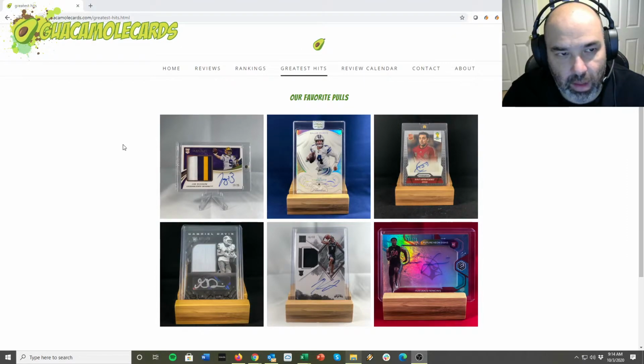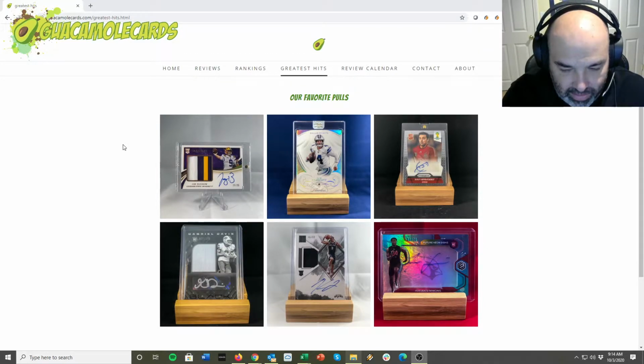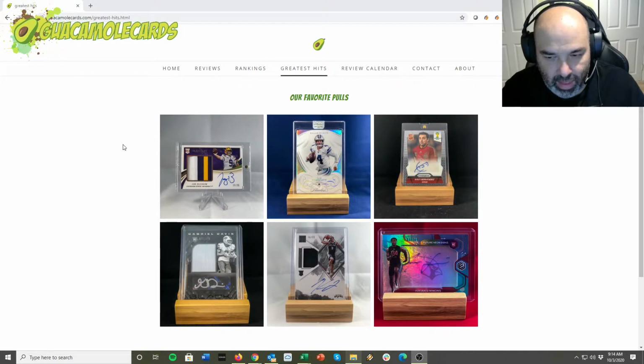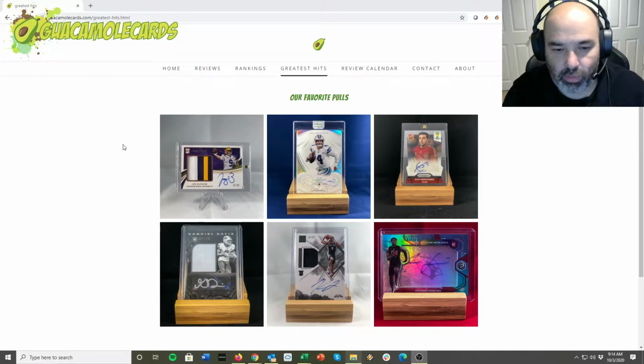So first of all, what is expected value? Expected value is the sum of all of the individual expected values within a product, whereas an individual expected value is the product of the market value of a single card times the probability of you pulling that card. So value times probability equals your expected value.